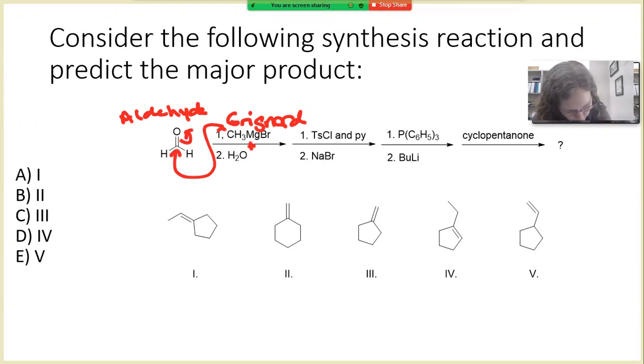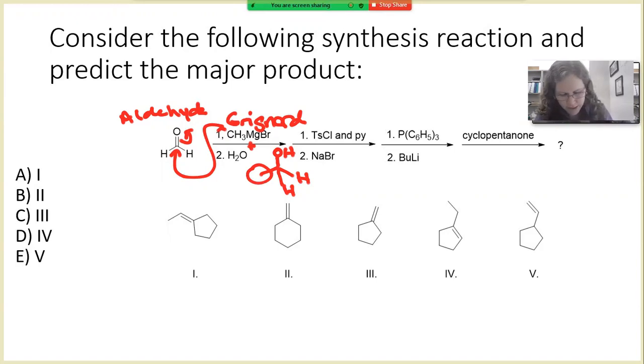After the addition of water, we're going to essentially make this alcohol, where we have two hydrogens that were originally part of the molecule, and then the new methyl group that we added here. And of course, the end product is an alcohol because we have reduced that carbon to oxygen double bond.